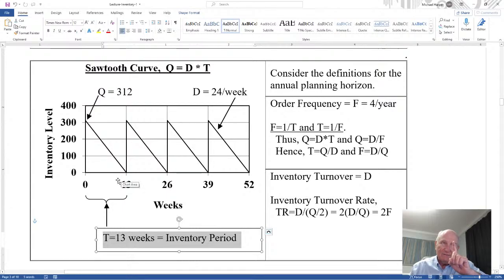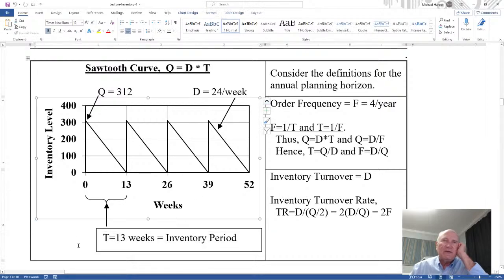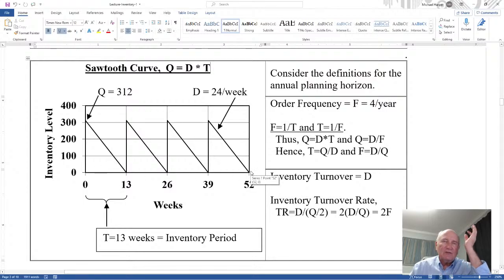The answer is 1, because it's 1 quarter. 13 weeks is 1 quarter. 13 weeks, 1 quarter is the same thing. But then, what's my inventory period in years? Well, over an entire year, how much is 13 weeks out of 52, or 1 quarter out of 4? It's going to be 1/4. So it's 1/4 of a year.